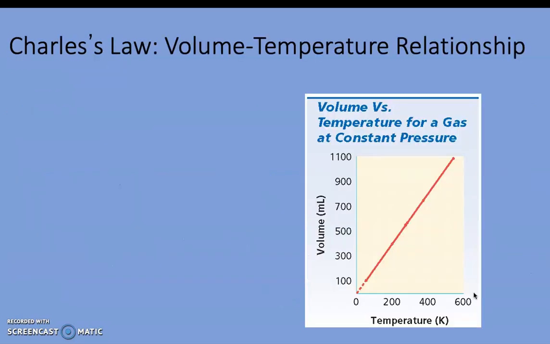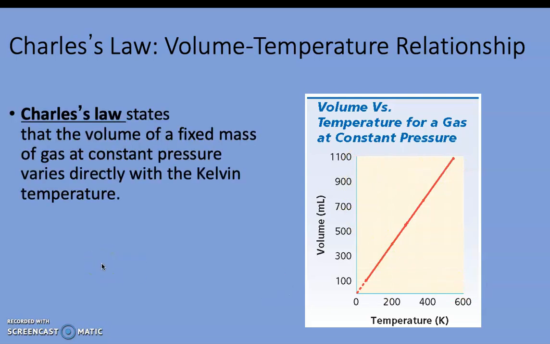Okay, next law is Charles' law. It's a volume and temperature relationship. Okay, look at the graph. It's going straight up. It's not dropping down. Charles' law states that the volume of a fixed mass of gas at constant pressure varies directly with the Kelvin temperature. So they're directly related. So your formula is V1 over T1 equals V2 over T2. So that's the formula for Charles' law.